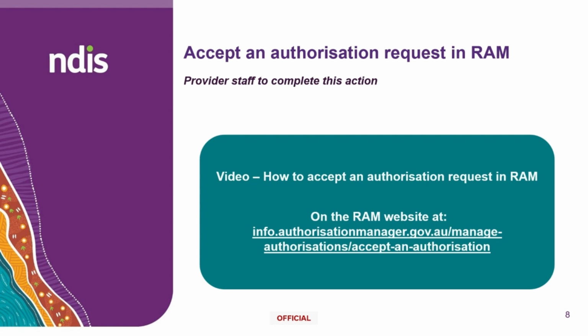For more information, visit the RAM website at info.authorizationmanager.gov.au. You can navigate to the Accept an Authorization page, which you will find under the Manage Authorizations tab.